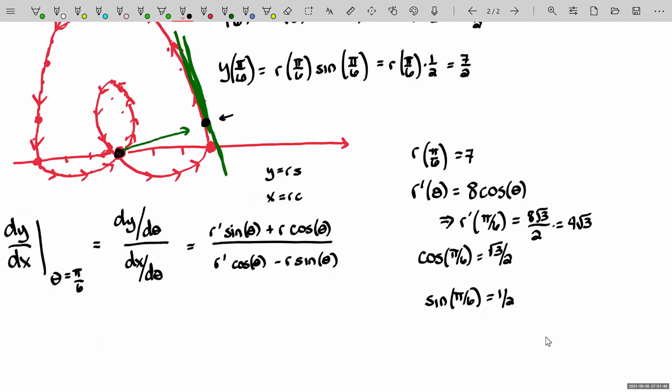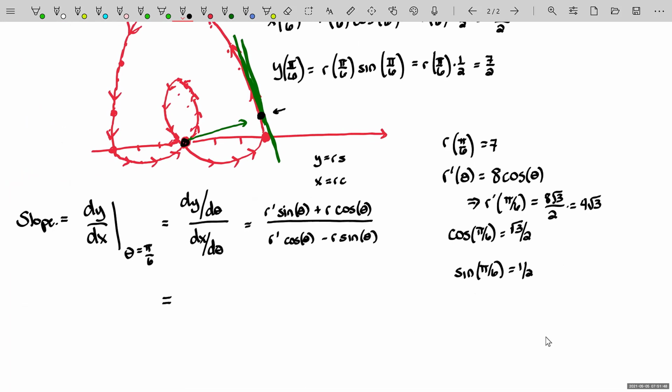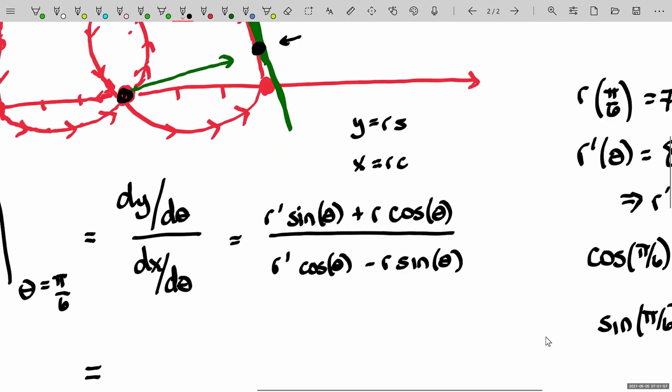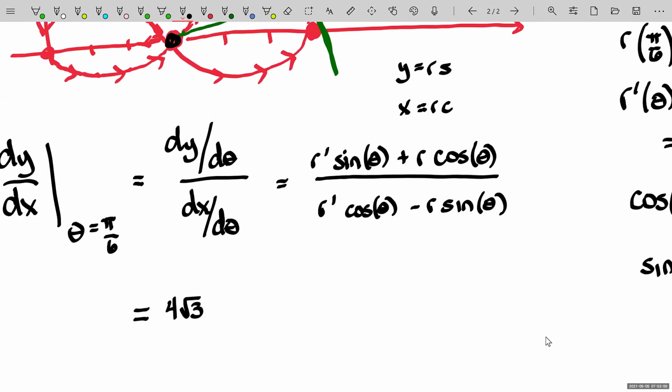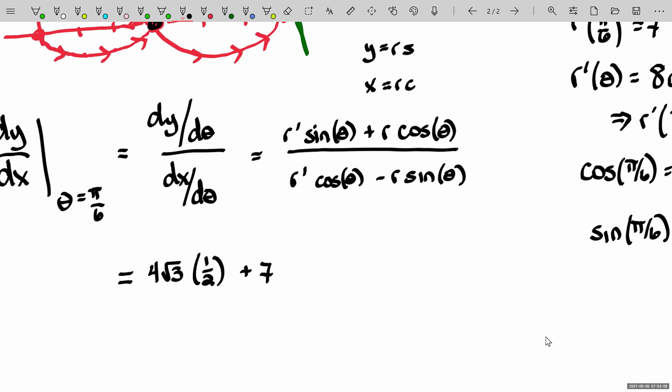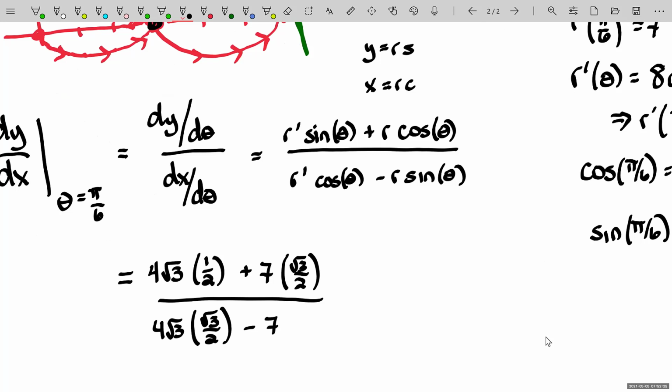No calculator needed. So this derivative, which is a slope, evaluated at pi over 6 is going to be r prime at pi over 6, which we just said was 4 root 3, sine of pi over 6, plus r at pi over 6, which is 7, cosine of pi over 6, root 3 over 2, all over r prime at pi over 6, cosine at pi over 6, minus r at pi over 6, sine at pi over 6.